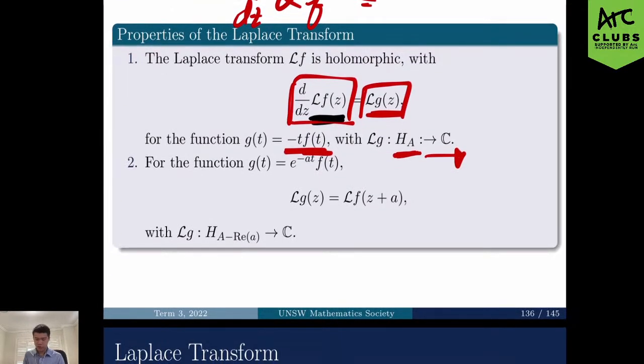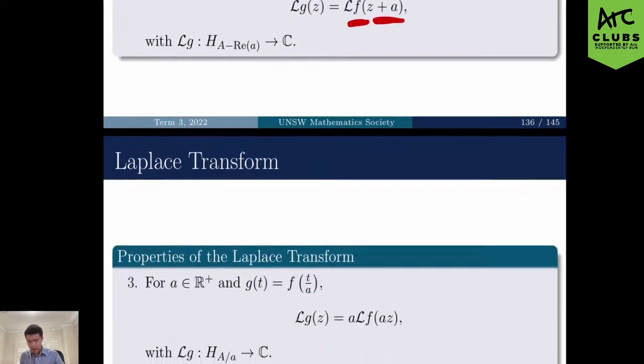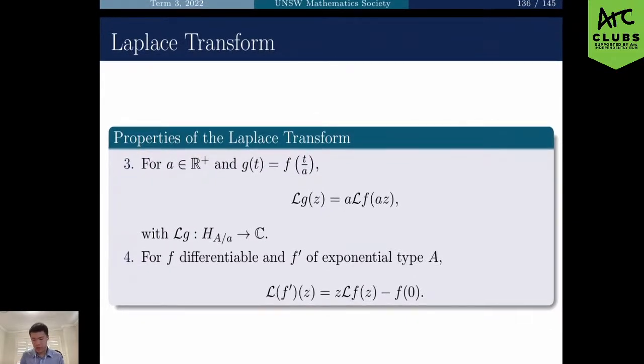For the function g(t) equals e to the minus at times f(t), you can write the Laplace transform of this one in terms of the Laplace transform of f. Right, so another function is L(g)(z) is equal to L(f)(z plus a). Another useful property is when you have another function where you actually do a linear transform of the input variable. And so that ends up being L(g)(z) is equal to a times L(f)(az).